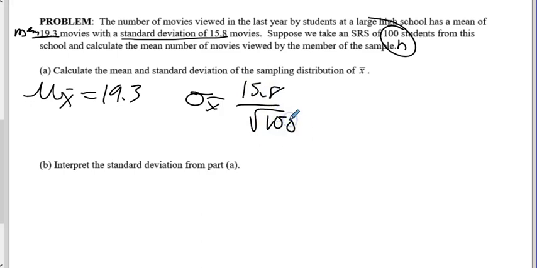Now, nobody needs a calculator here. What's the square root of 100? 10. When we divide by 10, we move one decimal to the left, one spot. 1.58. No need for a calculator. When we multiply by 10, it goes right. When we divide by 10, it goes left.